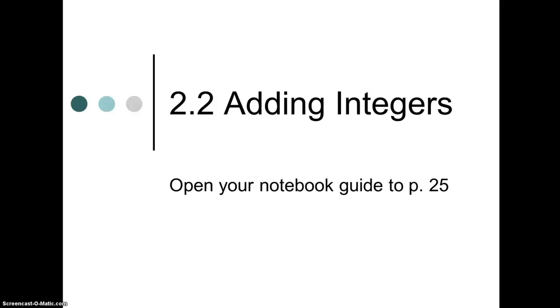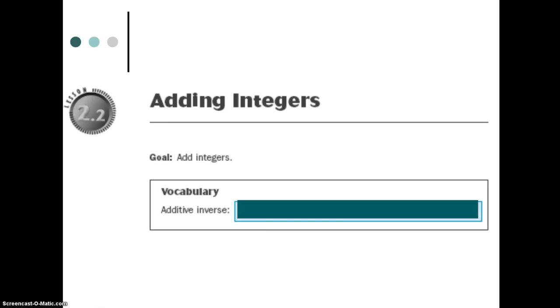Lesson 2.2, Adding Integers. The additive inverse is the opposite of a number. So instead of using the word opposite, you may hear additive inverse.